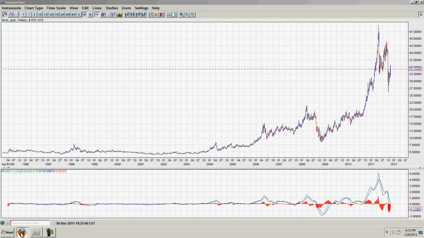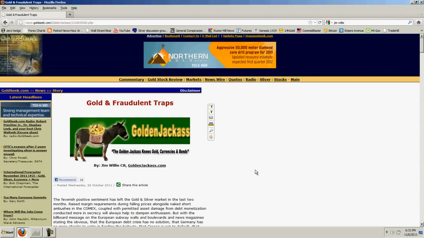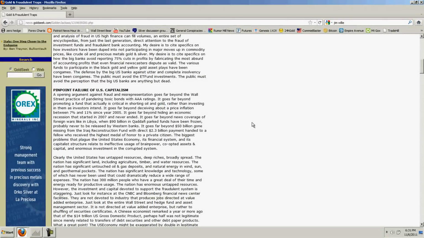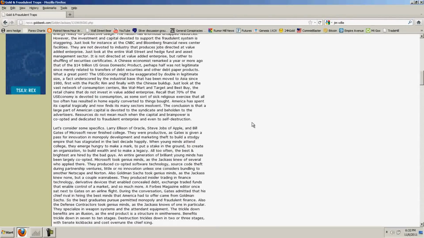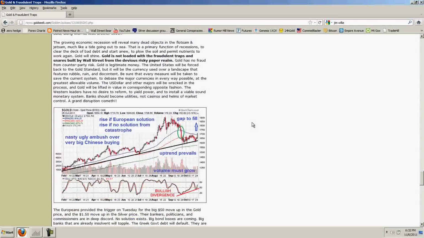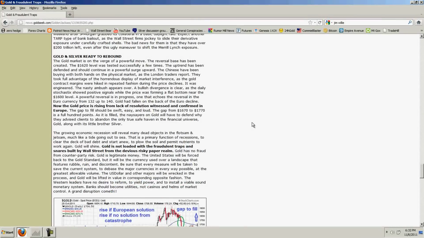So let's jump over to Jim Willie, and his new article is Gold and Fraudulent Traps. Now, I don't really want to cover all this. He covers a lot, especially what's going on in Europe and the problems in the U.S. banks. I want to concentrate on the gold and silver because he's making some calls on those. So let's jump down to the gold and silver. Gold and silver ready to rebound.